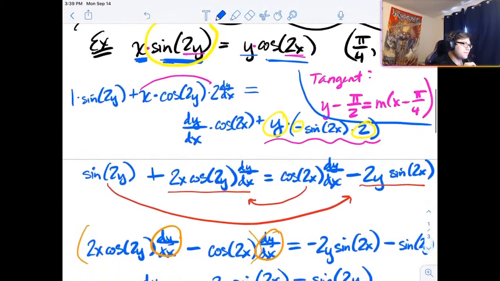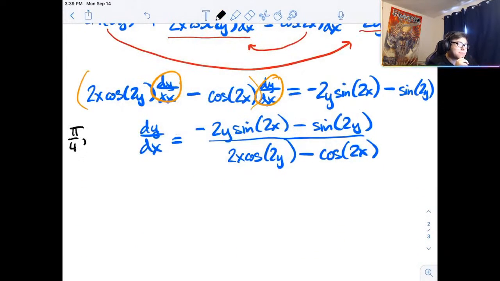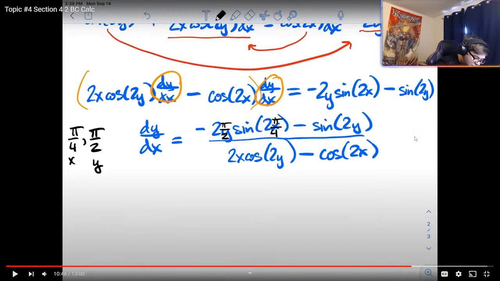And now I need to try to remember what the point was that they even wanted me to plug in. Let me write it down here. Pi over 4, comma, pi over 2. So our x's are going to be pi over 4s, and our y's are going to be pi over 2s. And I am going to cheat just a little bit here and just superimpose them. Negative 2 of pi over 2, of sine of 2 of pi over 4.